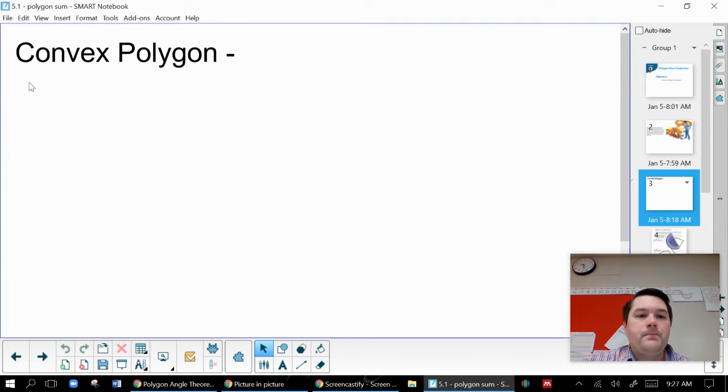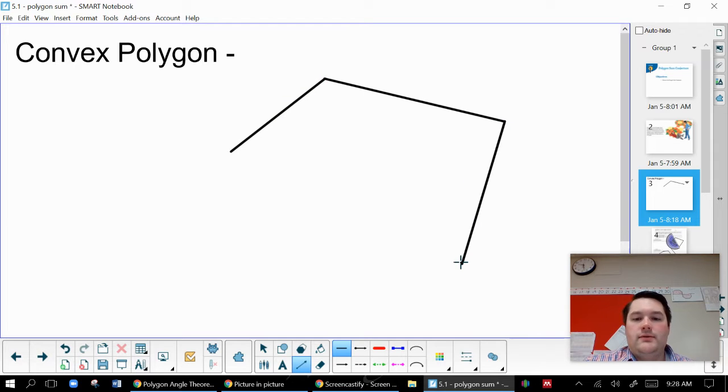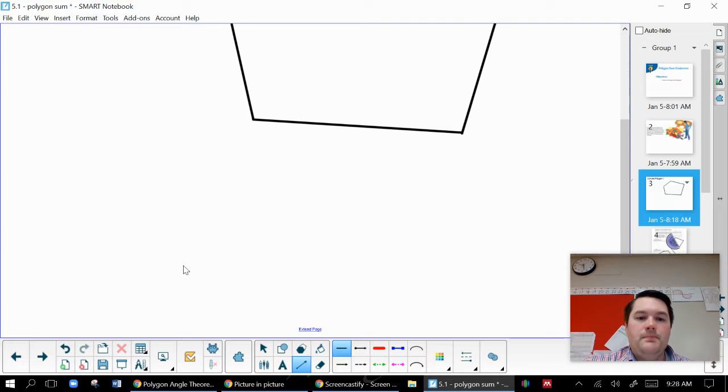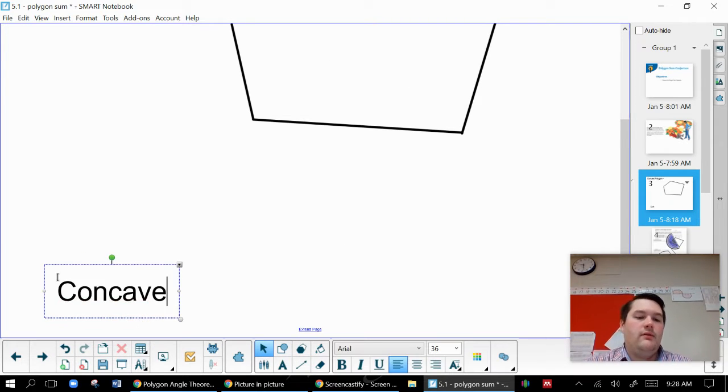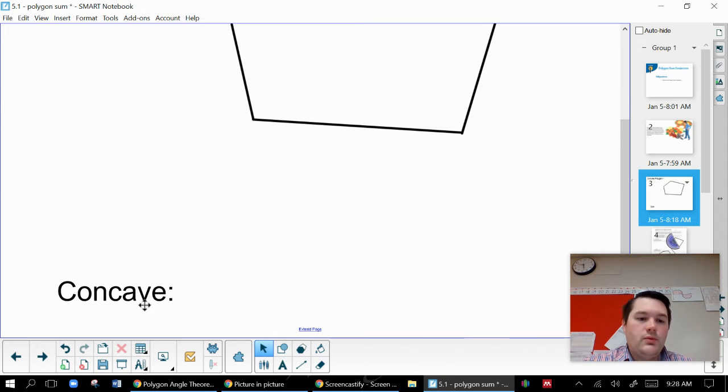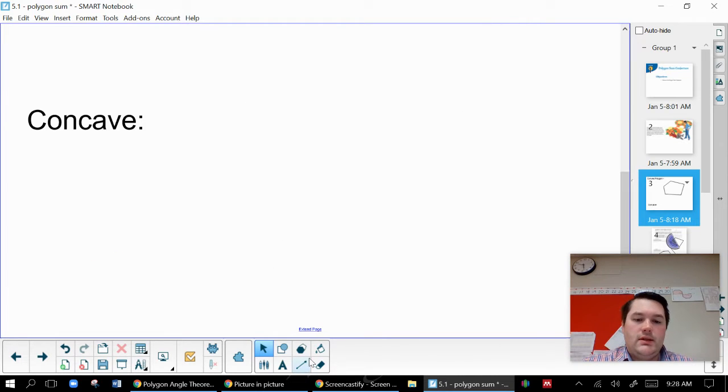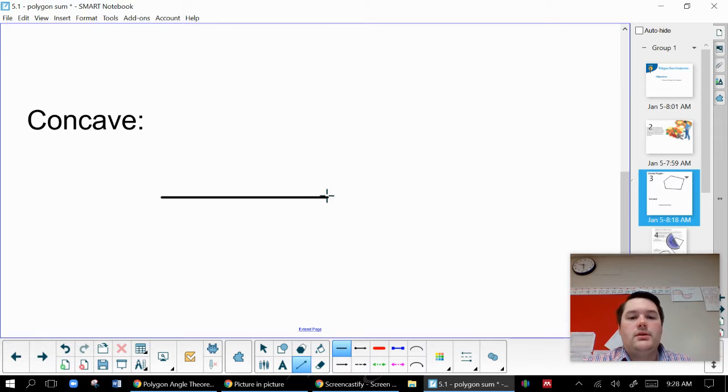Now, really quickly, we talked about this in class, so I'm going to make sure I review it here. A convex polygon is going to be a polygon that always has its vertices pointing out. So there's a convex polygon, and in contrast here, a concave polygon is one where at least one of the vertices points in. So you might have something like that going on.